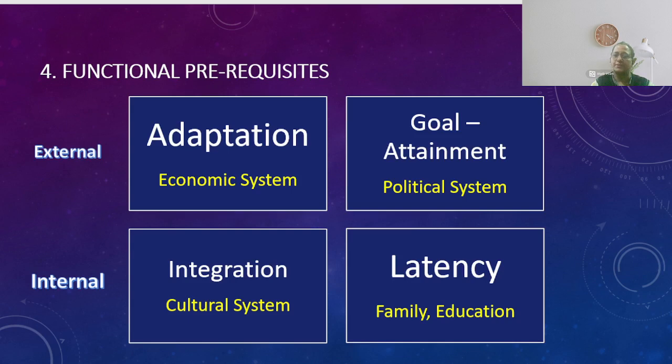Okay. Second is goal attainment. Okay. And this goal attainment is performed by the things decided and integrated in the personality system. Okay. How your personality achieves which kind of goal. And this entire system works under the political system. Okay.